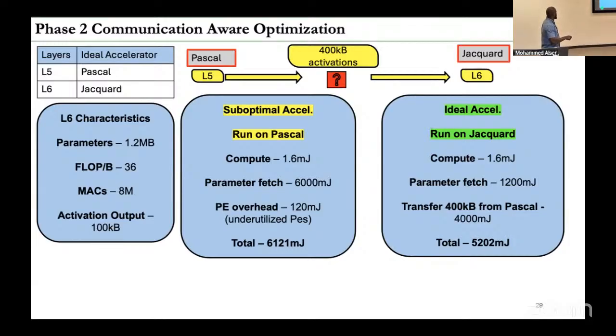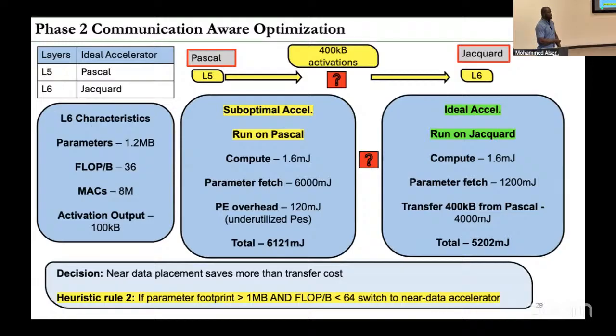And so you see the difference in energy. Because you will spend a lot more energy here fetching the parameters, you transfer it to the optimal accelerator. Is it clear? So the second heuristic: if the parameter footprint is greater than the parameter use, just switch it to the next accelerator.